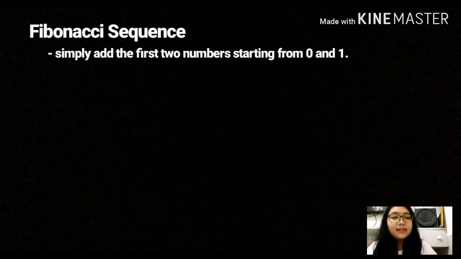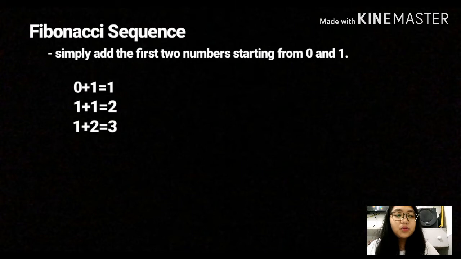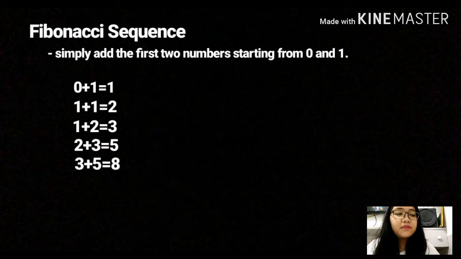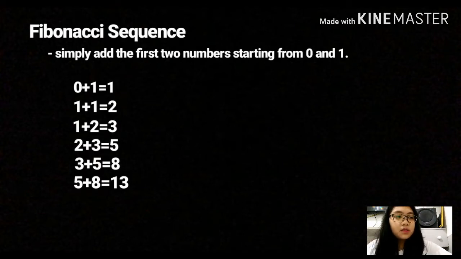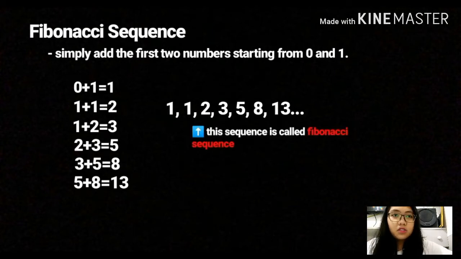Another topic is the Fibonacci sequence. In the Fibonacci sequence, you simply have to add the first two numbers starting from 0 and 1. So 0 plus 1 is equal to 1. 1 plus 1 is equal to 2. 1 plus 2 is equal to 3. 2 plus 3 is equal to 5. 3 plus 5 is equal to 8. 5 plus 8 is equal to 13, and so on. So these numbers, 1, 1, 2, 3, 5, 8, 13, and so on, are called the Fibonacci sequence.